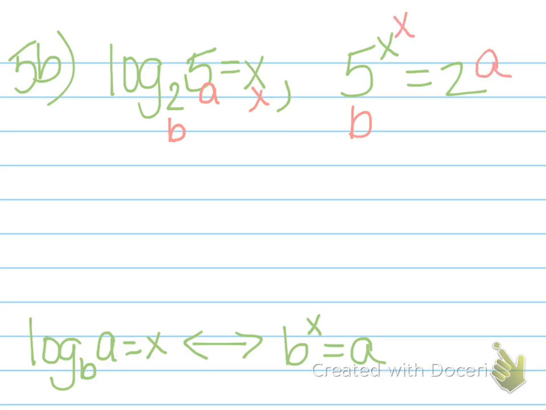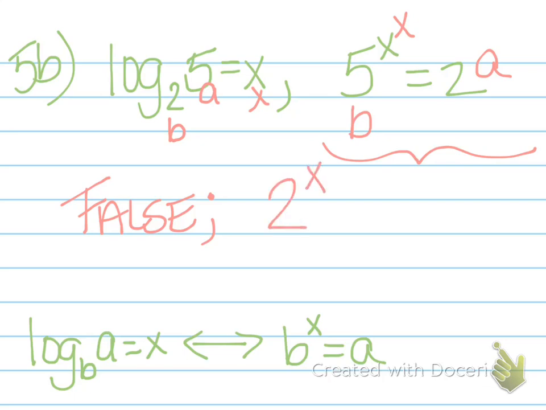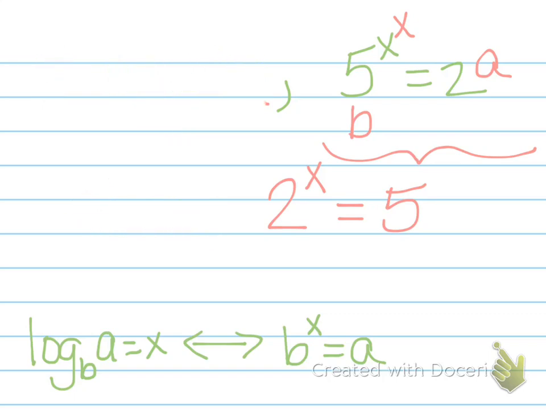And once again, they've tried to trick us by switching our a and b, but we're not going to fall for that. So how should we switch? Remember, we have to switch this side. So b should actually be 2. So it should be 2 to the x power equals 5. That's how this one should be written. So it was false because this side, the right side, is not correct. We have to switch that one. Okay, moving on to C and D, and then we're home free.